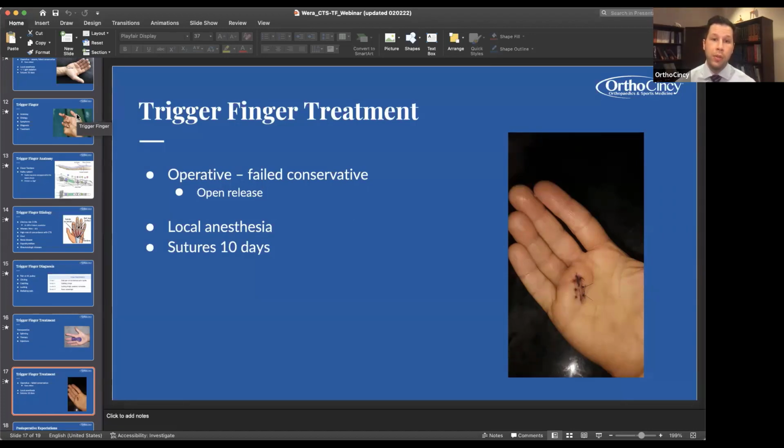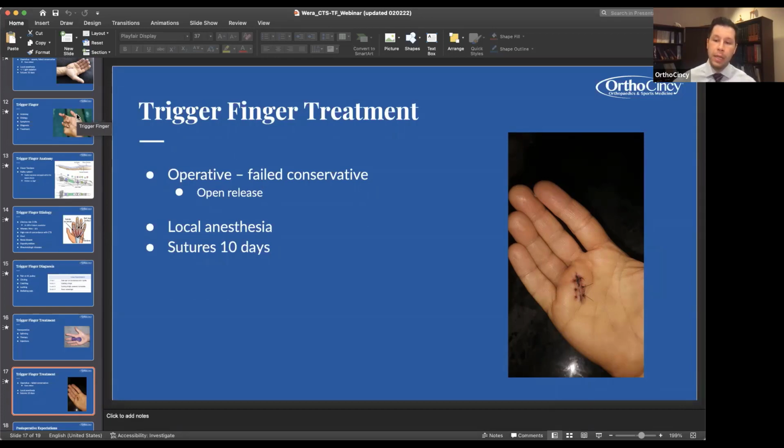After we release the A1 pulley, or the tunnel, I have you make a fist, and I put my finger right on the incision and say, hey, make a fist. Then I feel for any kind of clicking or catching. If there's no more catching, then we're finished. If there is some clicking, then I look for any more compression, and then we release it.